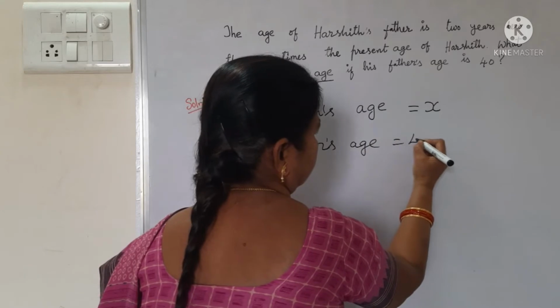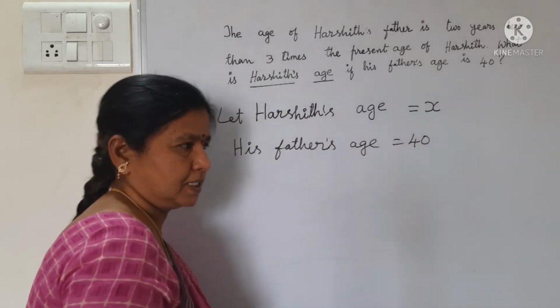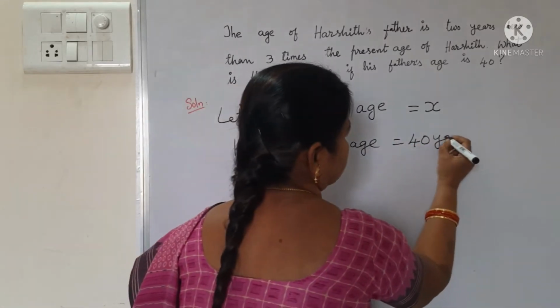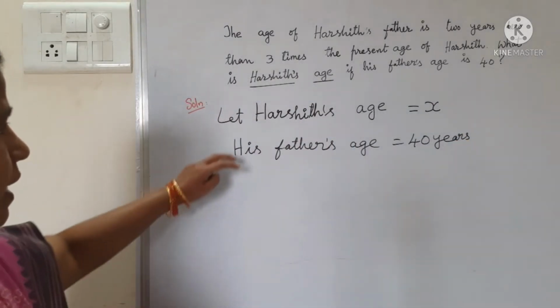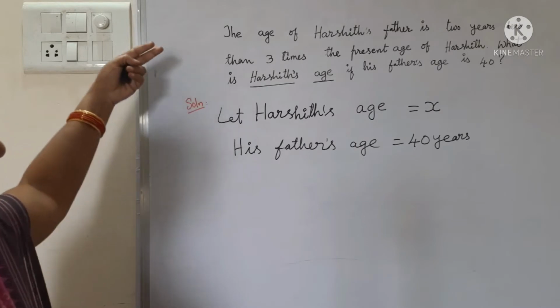His father's age, it is given, is 40 years. His father's age is 40 years. Now to find Harshit's age, what are the sources given?